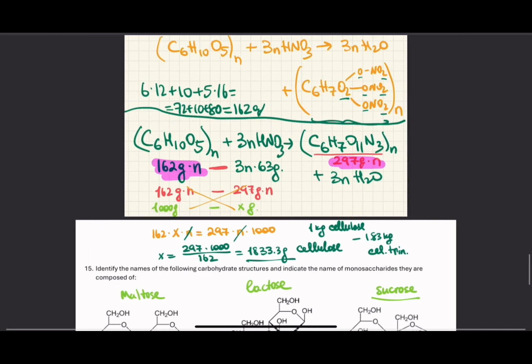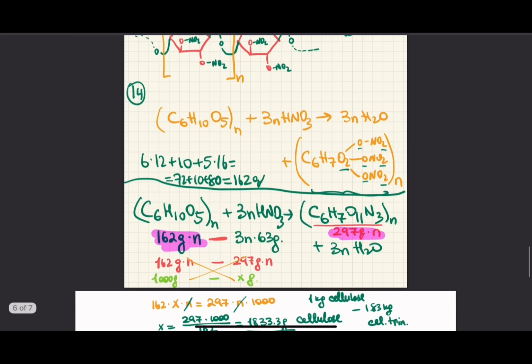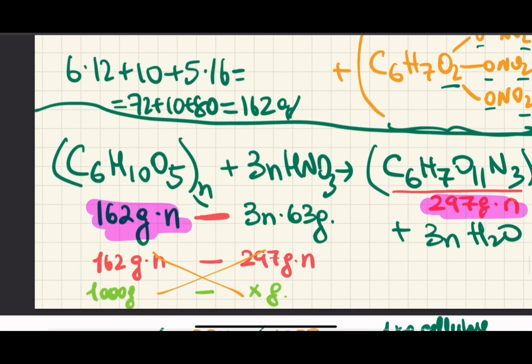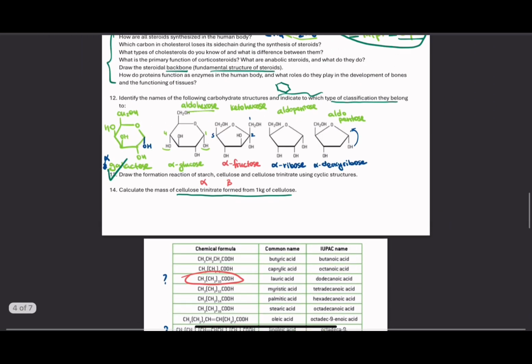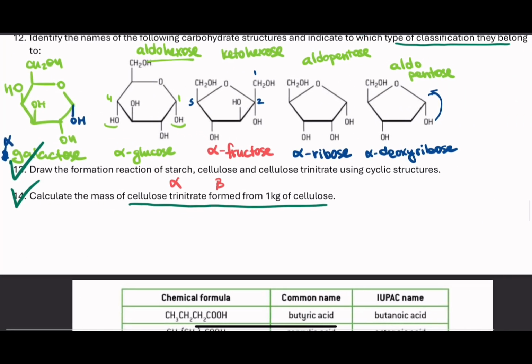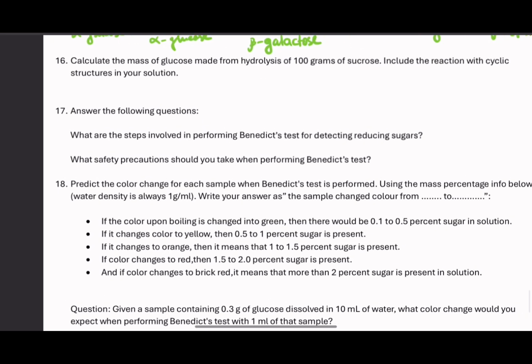So I'm just going to write it shortly like this. I want you to practice this calculation. I know that if you do it multiple times, you're going to get it. It's just simple stoichiometry. Don't worry about the N in here. They will always just cancel out. Okay? So that finishes question 14 for us. And then we got in here question 16.